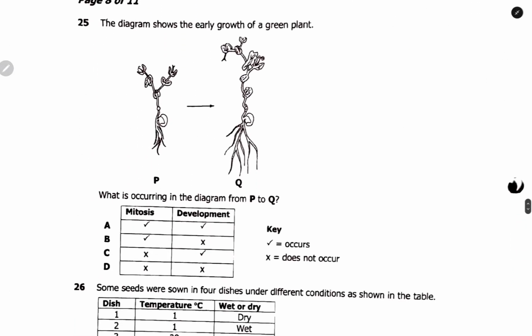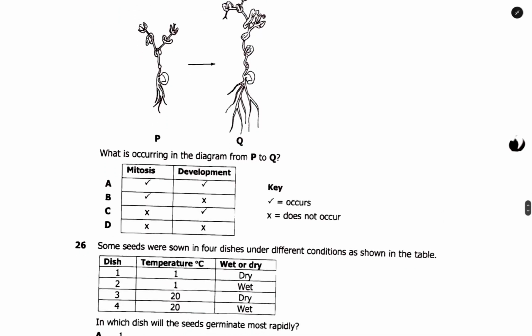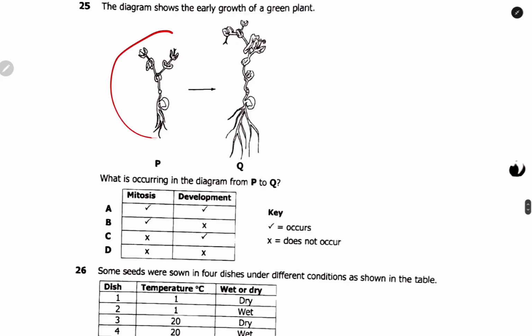Question 25. The diagram below shows the early growth of a green plant. As you can see, there's a change in size. So it was small, it has changed in size. And of course, the roots, all that. And of course, you can even tell that the mass also has increased, number of cells has increased. So what is occurring in the diagram from P to Q?